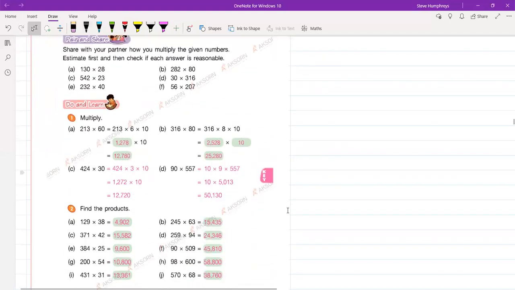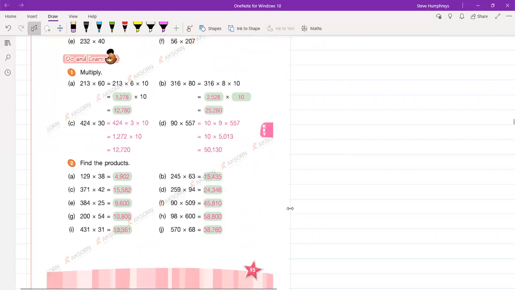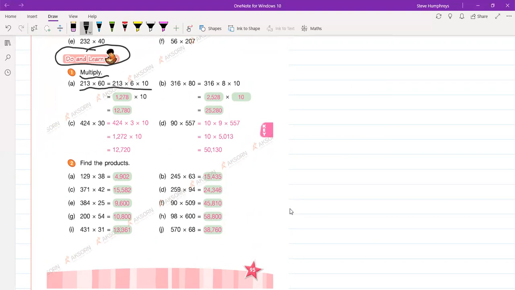Okay, let's start here, students. Page 95. Do and learn. Okay, we have number 1, it says multiply. Do these examples. Number 1 A and B. Get your answers. C and D. And number 2, we have 10 to do.